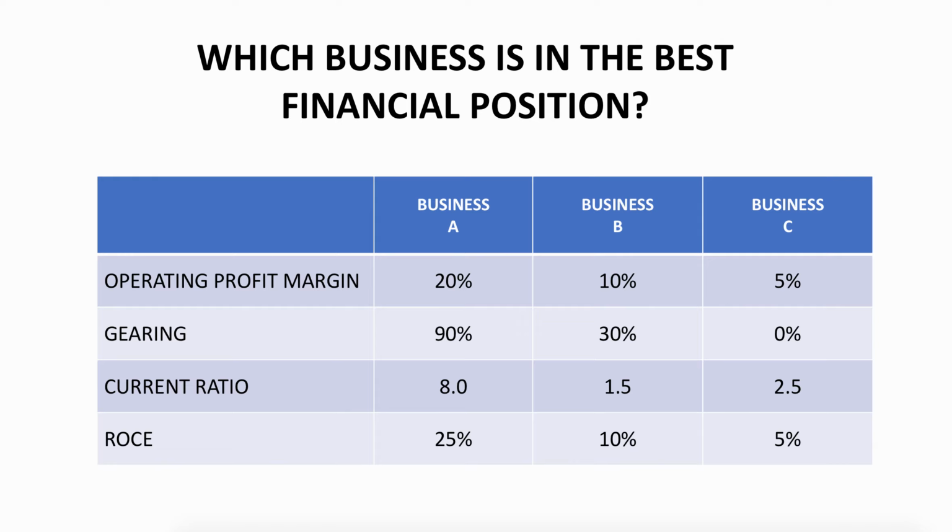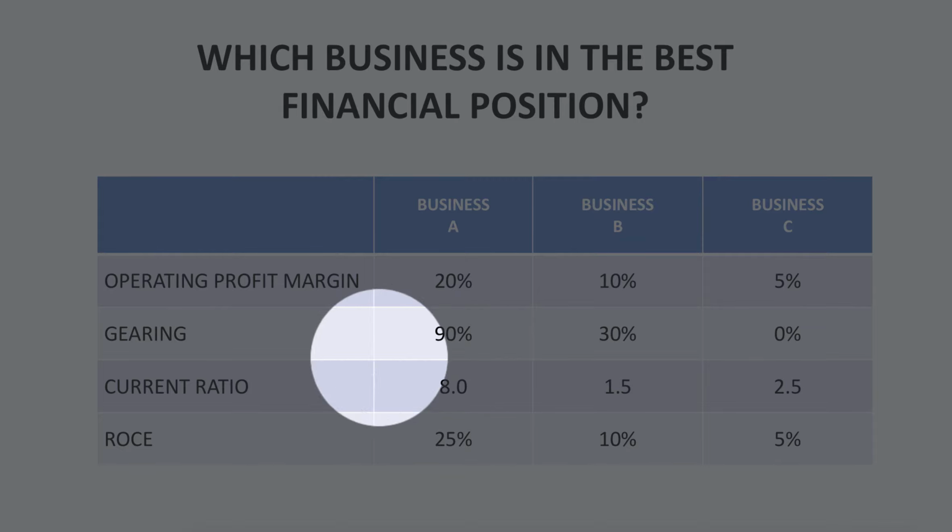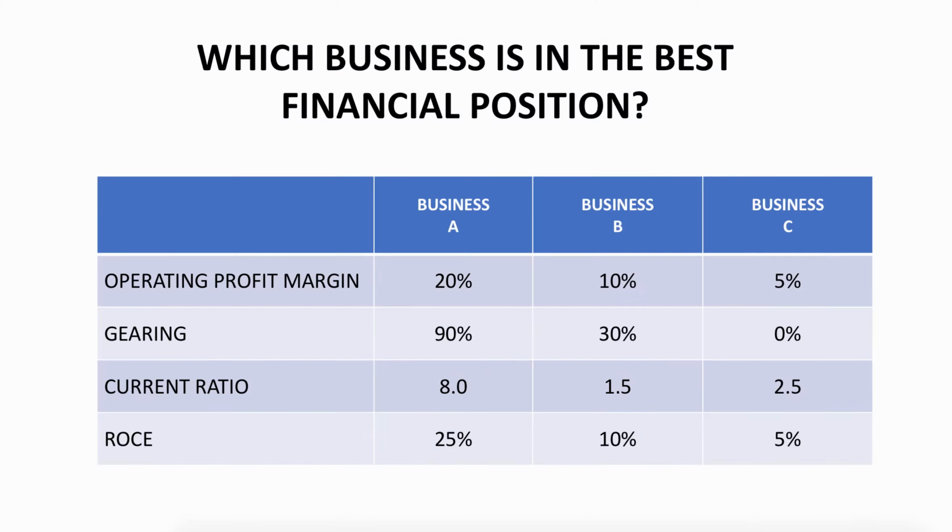Not many students, though, choose business A. Why are they put off by that? Because of the 90% gearing. But look at the rest of the data. It has an operating profit margin of 20%. That's twice as profitable in percentage terms as business B. And it has a very high current ratio and a high return on capital employed. So the fact that gearing is 90% isn't really an issue for that business.